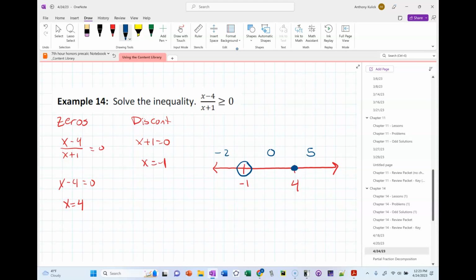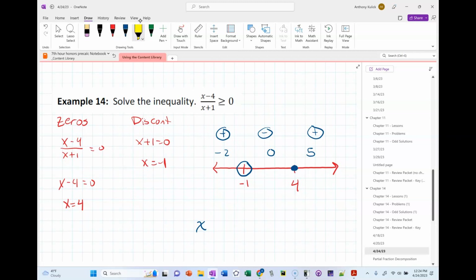All right, so I'm just going to be plugging into the function. -2 minus 4 is negative. -2 plus 1 is negative. Negative over negative is positive. 0 minus 4 is negative. 0 plus 1 is positive. Negative over positive is negative. 5 minus 4 is positive. 5 plus 1 is positive. Positive over positive is positive.